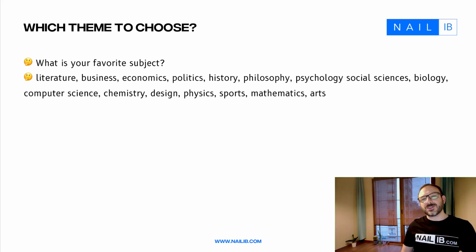And if you're still confused, I'm going to help you. What is your favorite subject? Literature, business, economics, politics, history, philosophy, psychology, social sciences, biology, computer science, chemistry, design, physics, sports, mathematics, and arts. Which one? You should have 1, 2, or 3. So you know that each of these subjects that you may have or not at your school and your program belong to one of the themes. I mean, it can go under one of the themes.